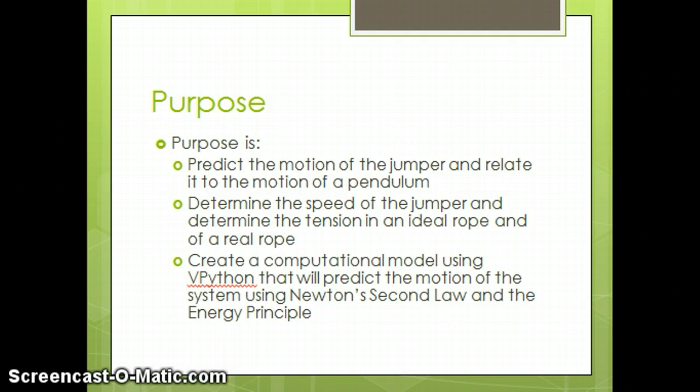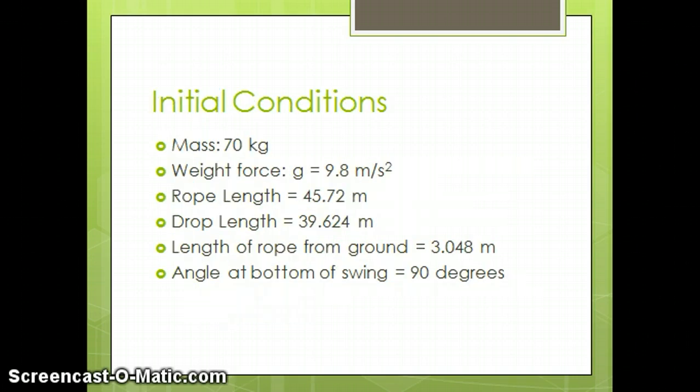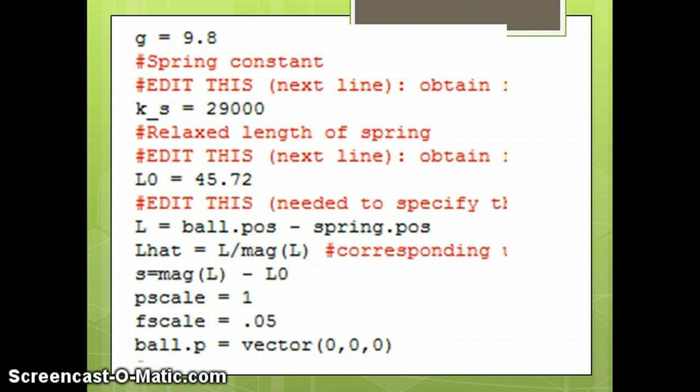It was also to create a computational model using VPython that will predict the motion of the system using Newton's second law and the energy principle. The initial conditions used in this lab were that the mass of the person was 70 kilograms, the gravitational acceleration was 9.8 meters per second squared, the rope length was roughly 46 meters, the drop length was roughly 40 meters, the length of rope from the ground was roughly 3 meters, and the angle at the bottom of the swing was 90 degrees. These are the initial conditions that were put into the VPython program.